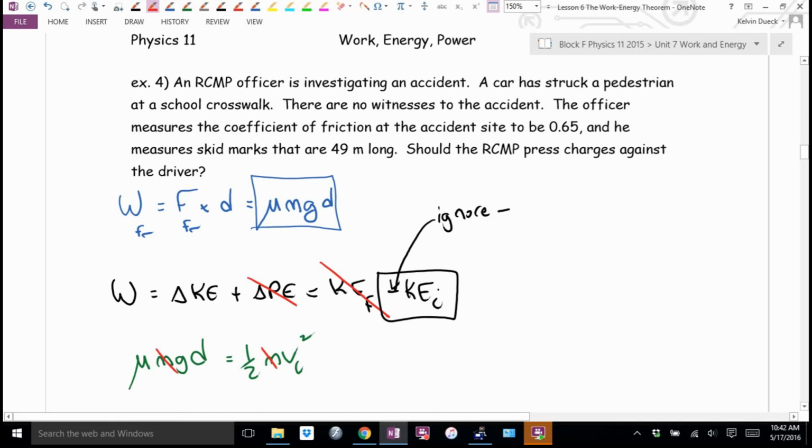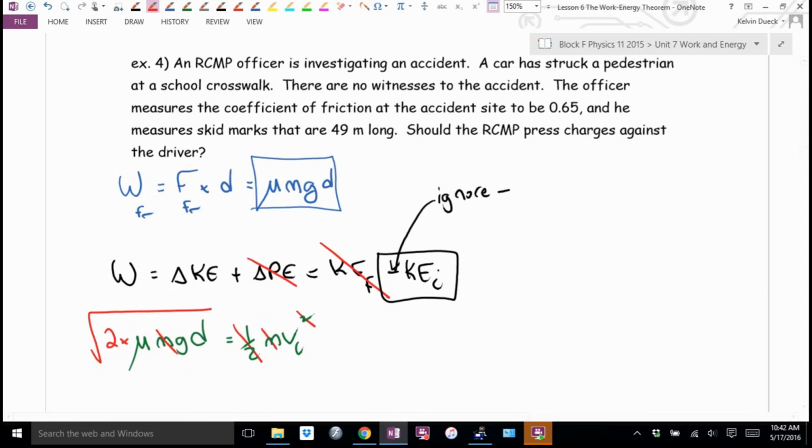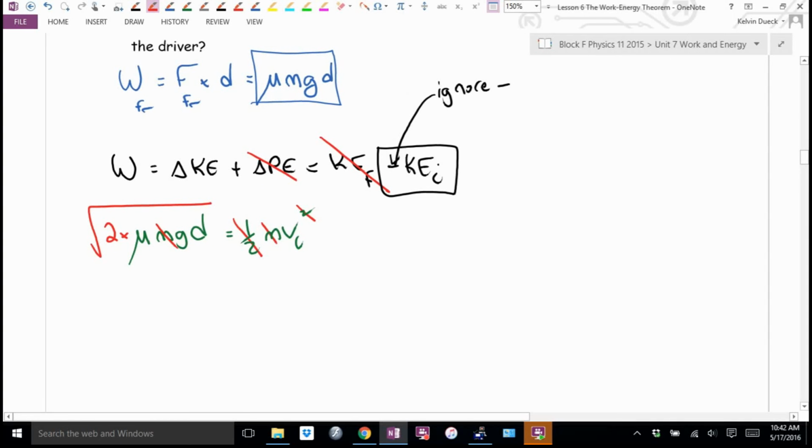What am I trying to find here? What does the RCMP want to know? VI. How would I get the VI by itself? Times by 2? Now, finally, and it took most of the year to get there, but now we're doing some fairly authentic RCMP accident investigation physics. Looks like the minimum initial speed is going to be the square root of 2.